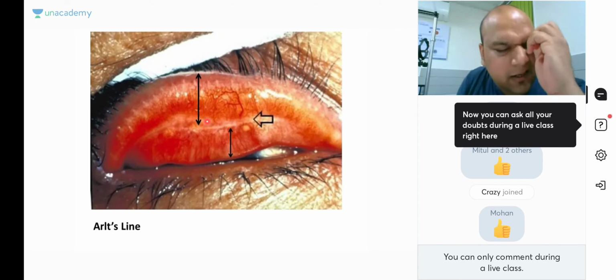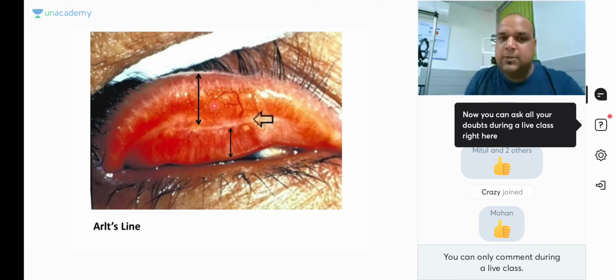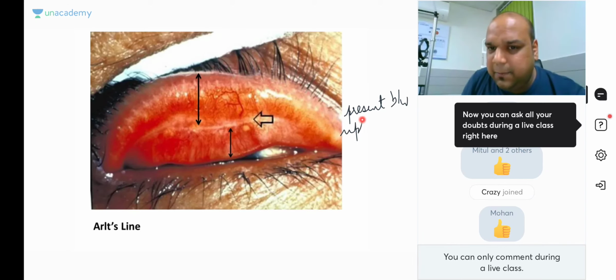If I evert my upper lid, I don't know if you can see it. Can you see it now, everybody? Yes. So I have everted my upper lid like this. So this is the line of healing or cicatrization. Where is it present, everybody? It is present between the upper 1/3 and lower 2/3.